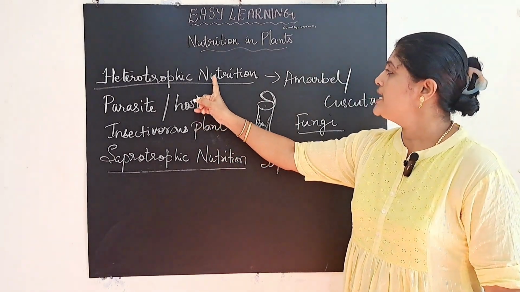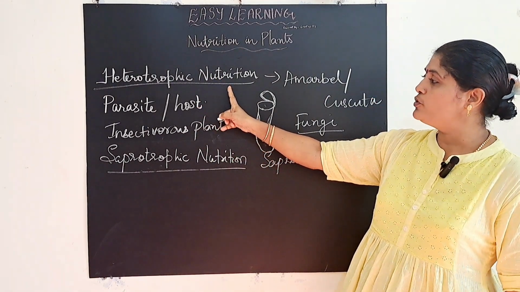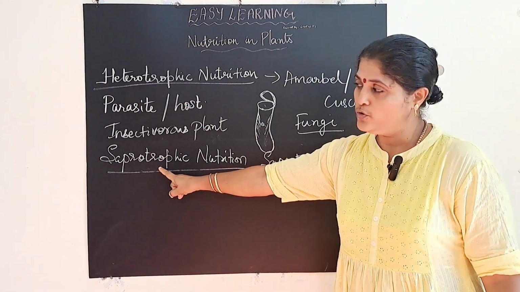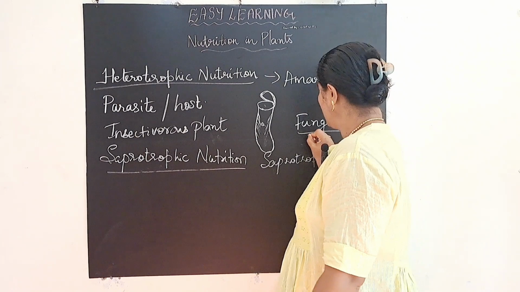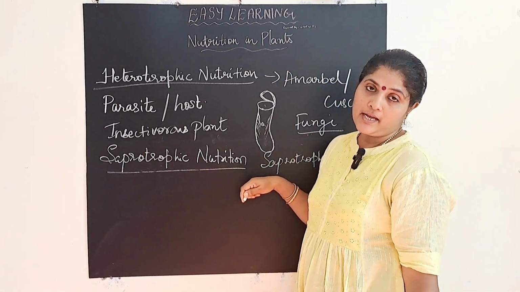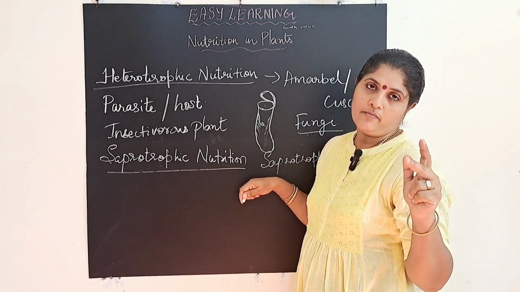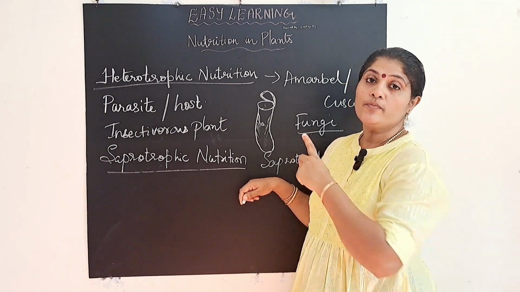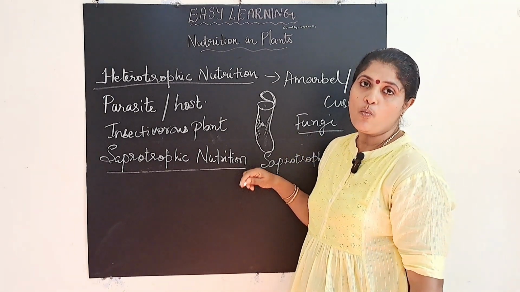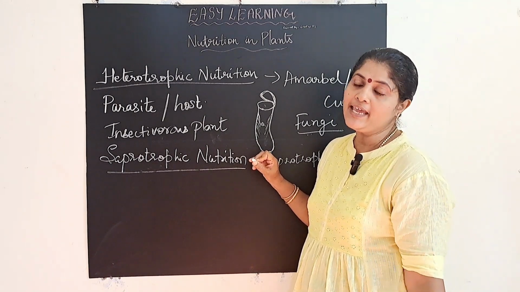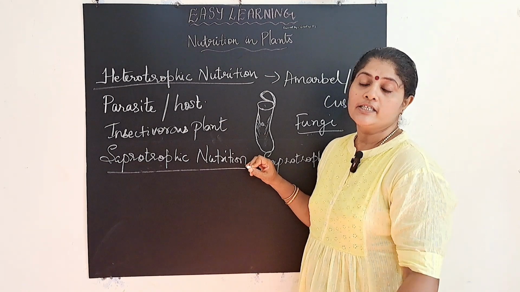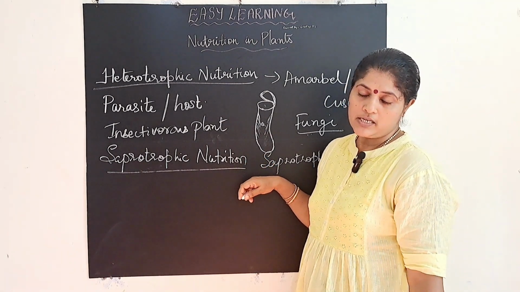So, we have seen heterotrophic mode of nutrition, parasitic mode of nutrition, then saprotrophic mode of nutrition. This fungus grows on pickles, leather, food items, clothes, etc. Their spores are present in the atmosphere. Once they get favorable conditions like warmth and water, they germinate and grow on that particular surface.